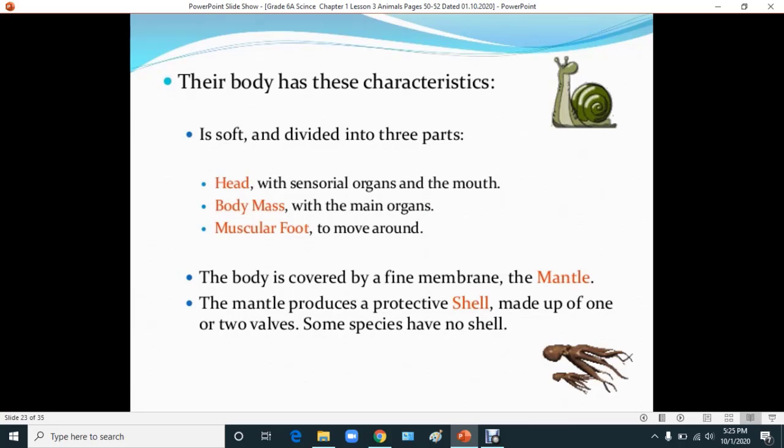Their different characteristic features: their body is soft and divided into three parts: head, body mass, and muscular foot. They have the mantle, the body is covered by a fine membrane which we call the mantle. This mantle produces a protective shell made up of one or two valves. Some species have no shells. You can see here from the picture.